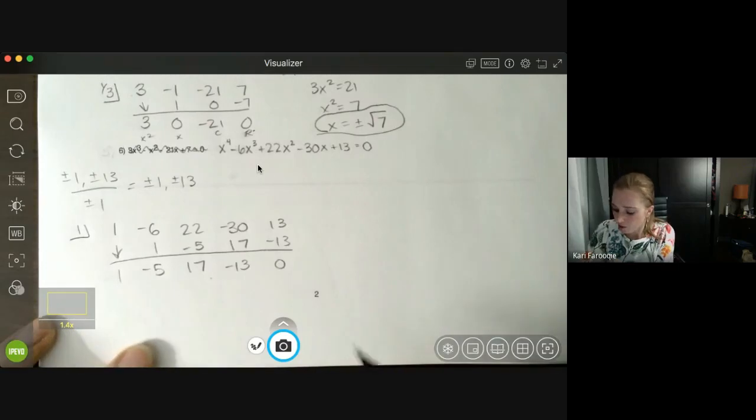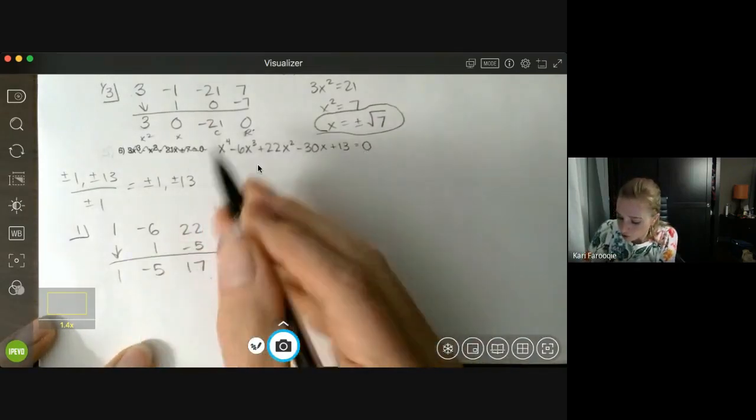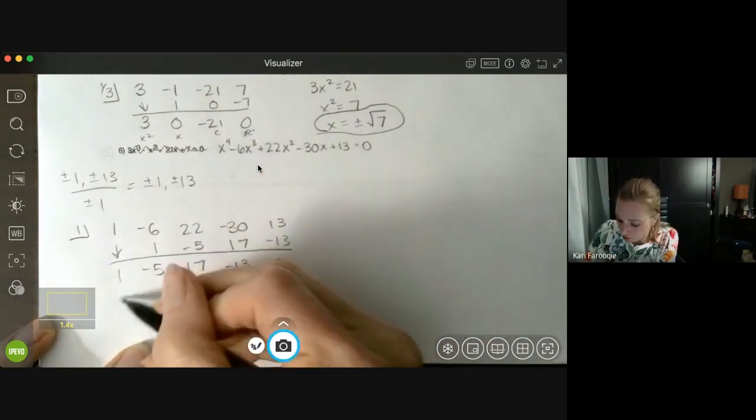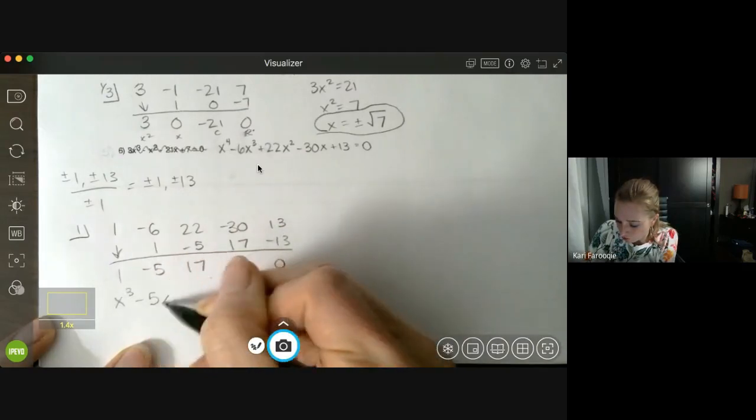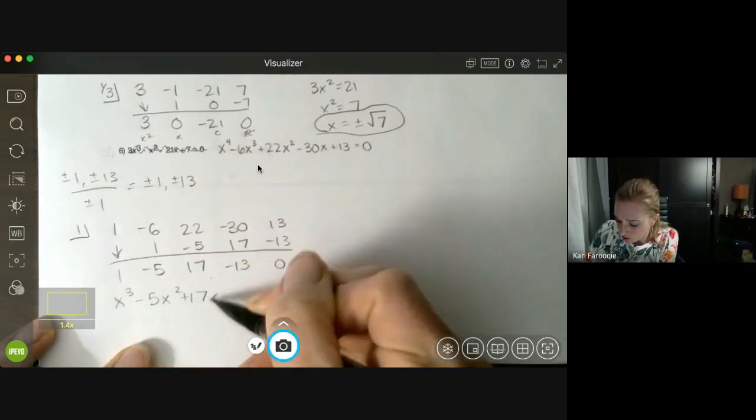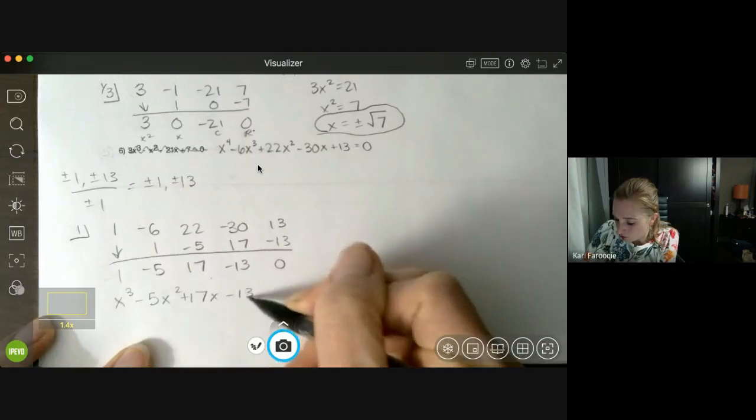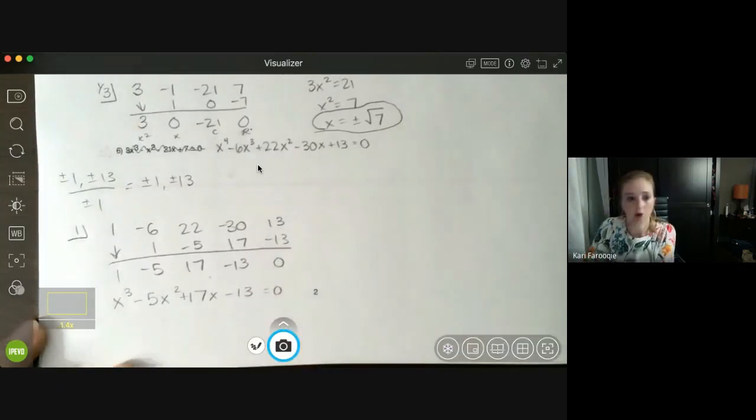All right, so go ahead and find your depressed polynomial. Remember, we're depressing it down by 1 degree. So now we have 1x cubed minus 5x squared plus 17x minus 13 equals 0.